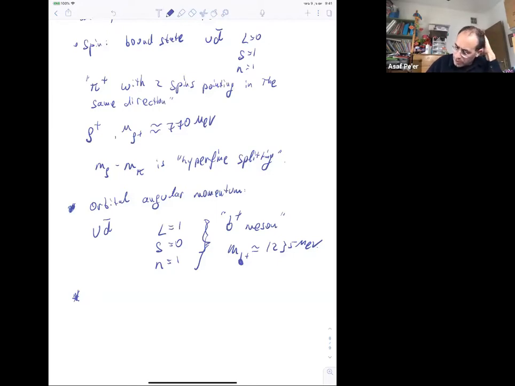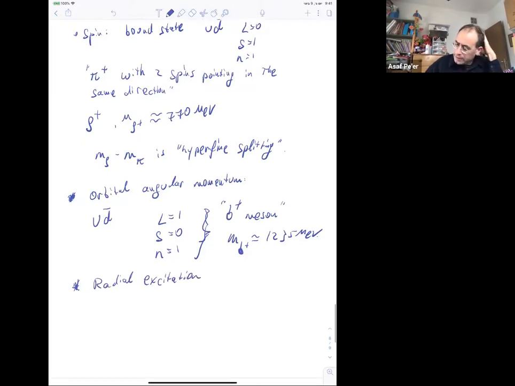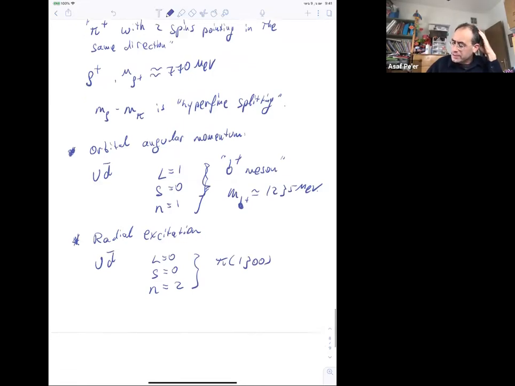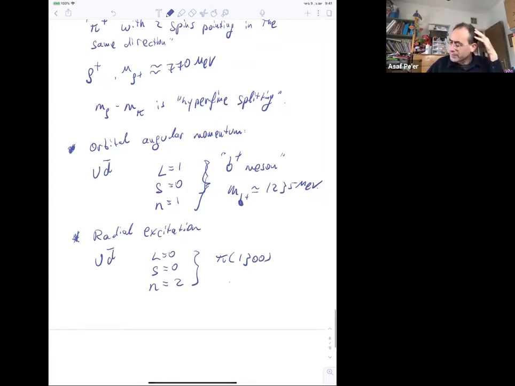And the last one that I wanted to mention here is the radial excitation. So again, if we talk about the bound state of the u d-bar, then we have L equal to 0, S equal to 0, but now N is equal to 2. And this has a name, it's called pi 1300. It won't surprise you to realize that the mass of this pion is 1300 MeV.